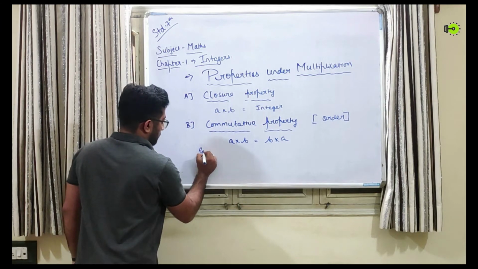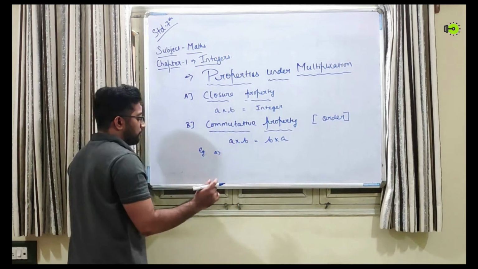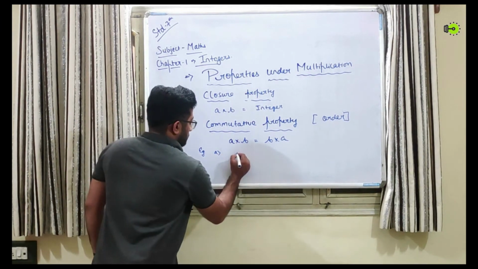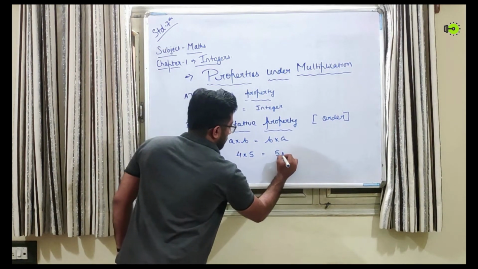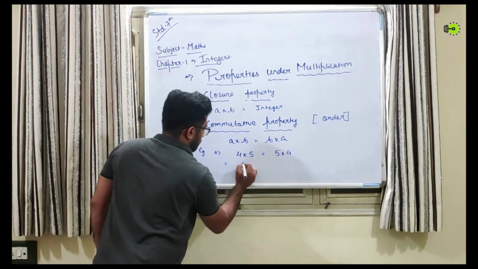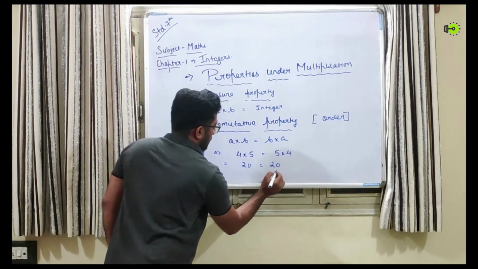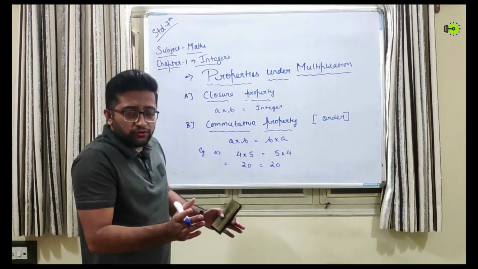Let us prove the same with the help of an example. So that is 4 multiply 5 is equal to 5 multiply 4. Let us verify. 5 4s are 20. Here it is also 20. So LHS equal to RHS. There is no change. Okay.